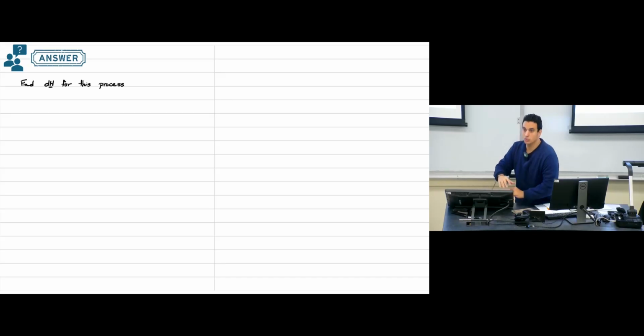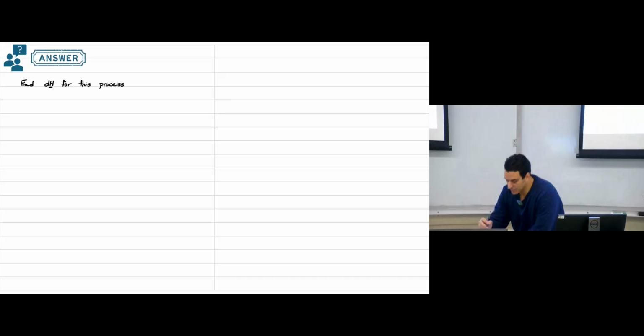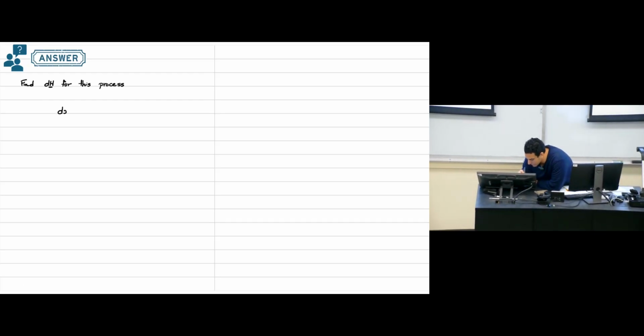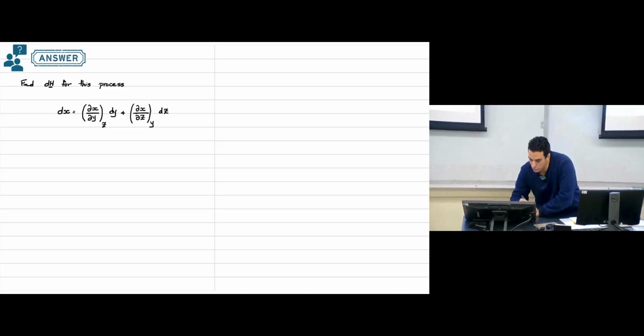So here in this one, we start with using the total derivative. If you remember the general form of the total derivative, it says dx equals dx by dy at constant z dy plus dx by dz at constant y dz. This is the general form of the total derivative.